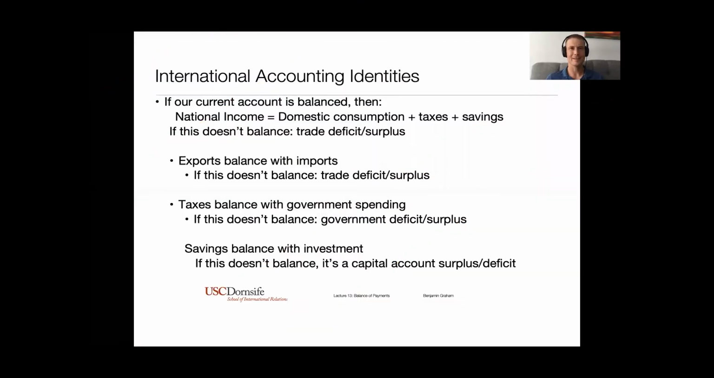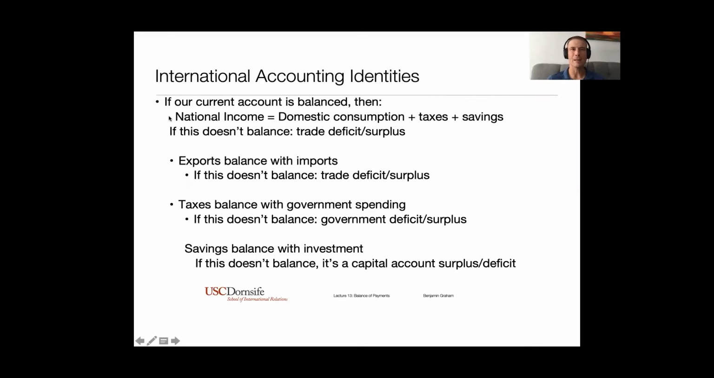Okay, so this is the part of the lecture where we're going to try to connect the balance between what we're making and consuming domestically and what we're importing and exporting internationally, right? So if our current account is balanced, if we're exporting exactly the same value of goods and services as we're importing, then it means things are going to be in balance domestically as well, right?